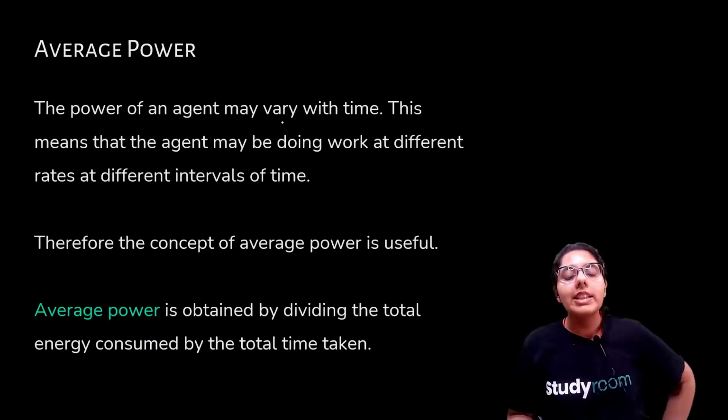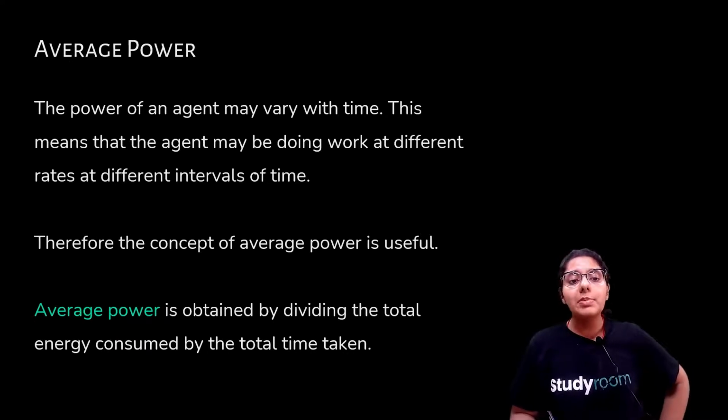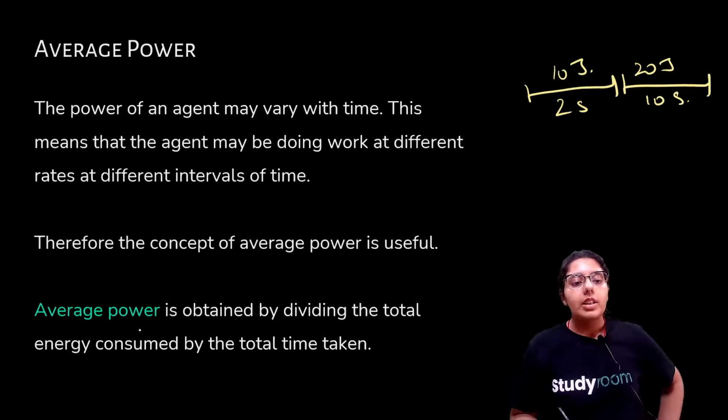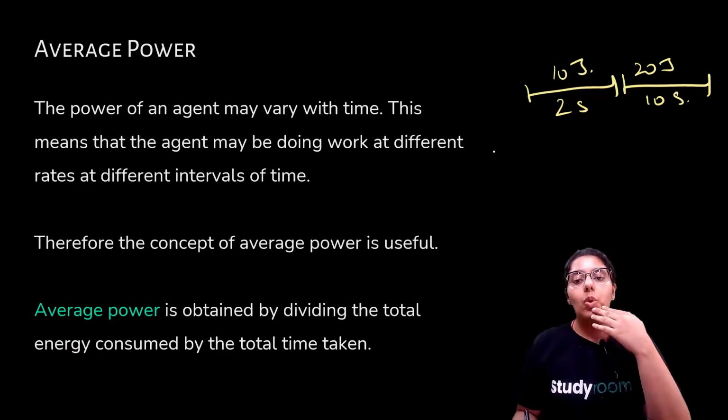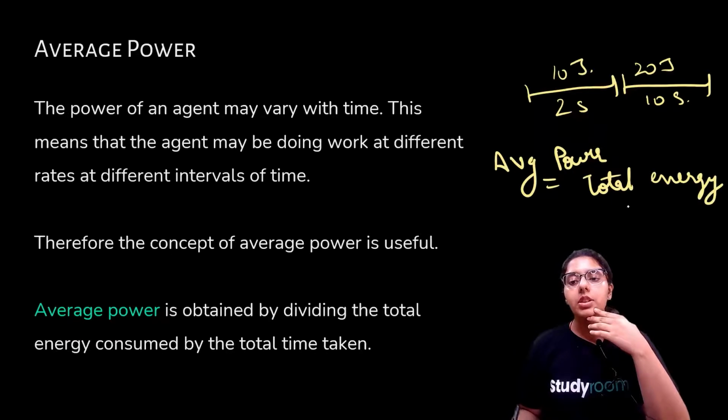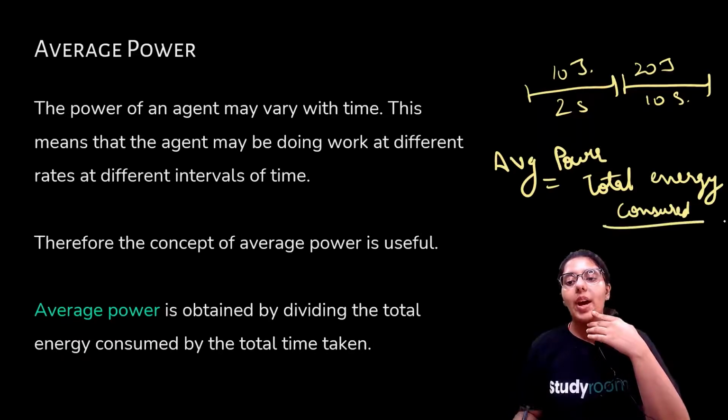Average power. The power of an agent may vary with time. This means that the agent may be doing work at different rates at different intervals of time. Suppose 10 joule work in 2 seconds and 20 joule work in 10 seconds. So average power is obtained by dividing the total energy consumed by the total time taken. What is your average power? You sum the total energy, all the energy which is consumed, and you divide it by the total time which is taken.